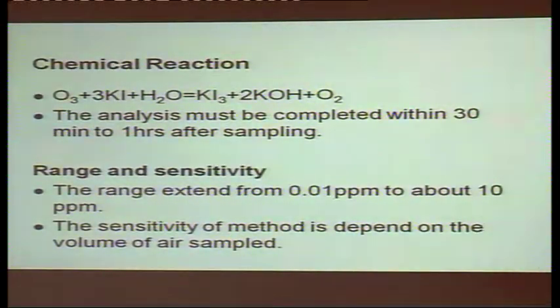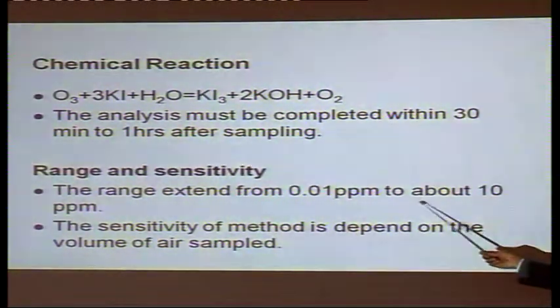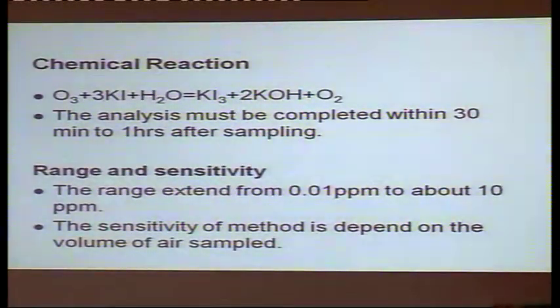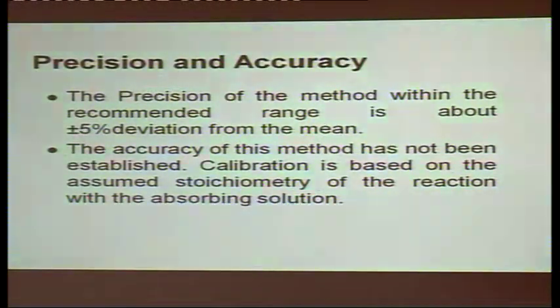Next. This is the reaction. The range of sensitivity is 0.01 ppm to about 10 ppm. The sensitivity of the method depends on the volume of air sample. If you want to increase the sensitivity, you draw a larger volume of air. There was a question about the industrial environment, occupational environment versus ambient air quality. Here in ambient air quality, we draw a larger volume because the concentration is low. In the industrial environment, the concentration is high, so we use low volume samplers. So if you increase the sampling volume, you can increase the sensitivity or the detection limits. Next. The precision is plus or minus 5% deviation.